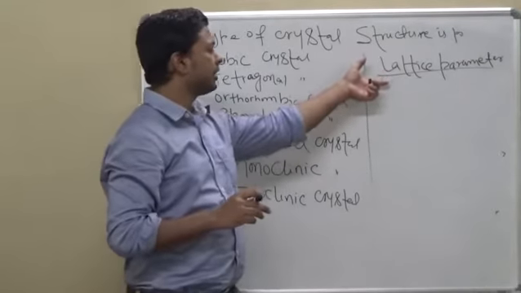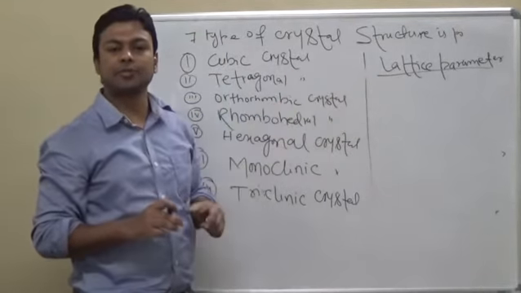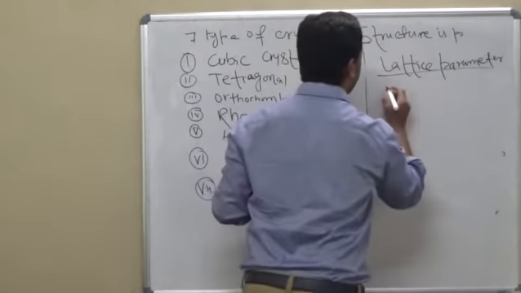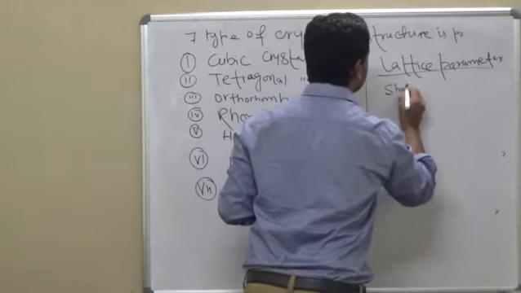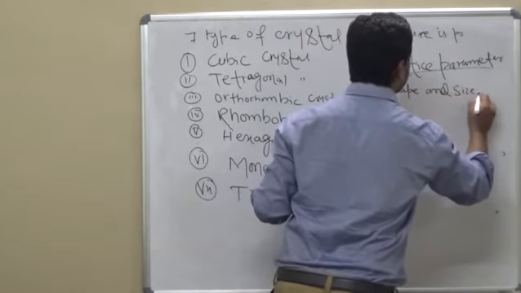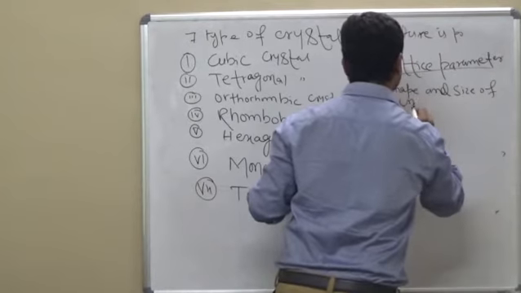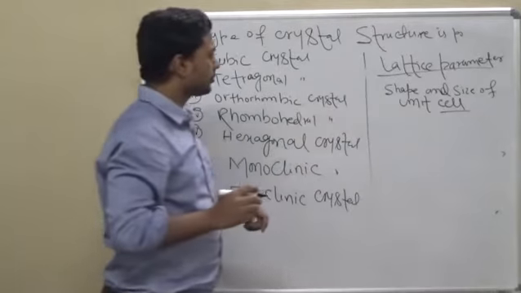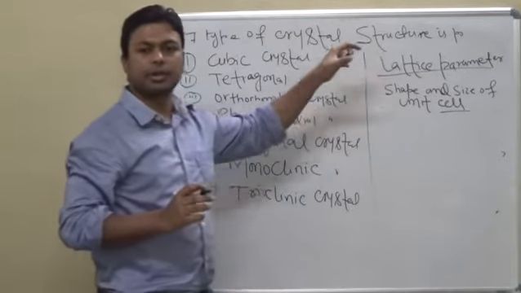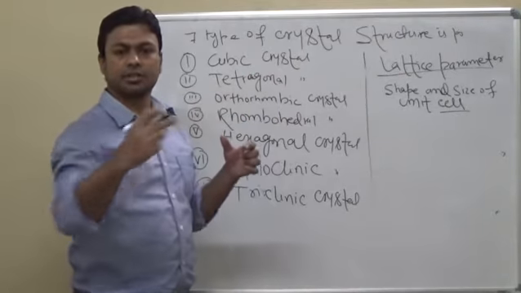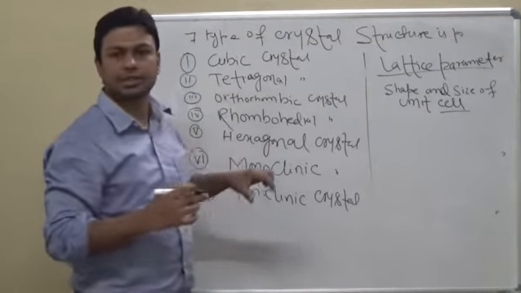This lattice parameter describes the shape and size of the crystal. Actually, unit cell. Describe the shape and size of unit cell. It gives the relation between the sides of, whatever the crystal system, sides.